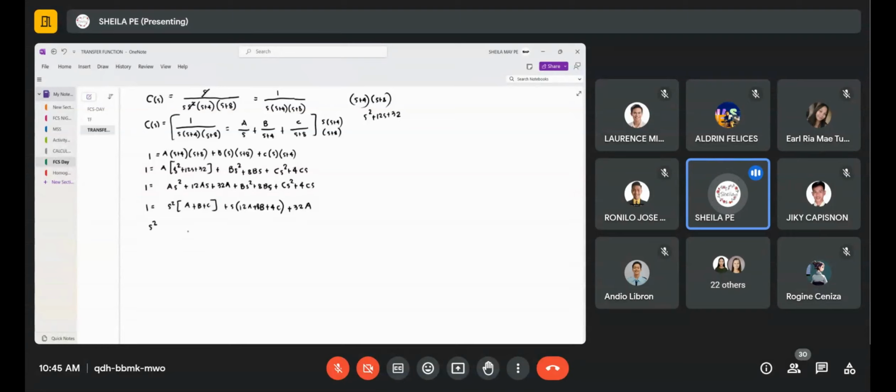Okay, evaluate. For s it is 12a plus 8b plus 4c. And for our constant, that's 1 equals to 32a. Divide 32, divide 32. So we can have a equals to 1 over 32.